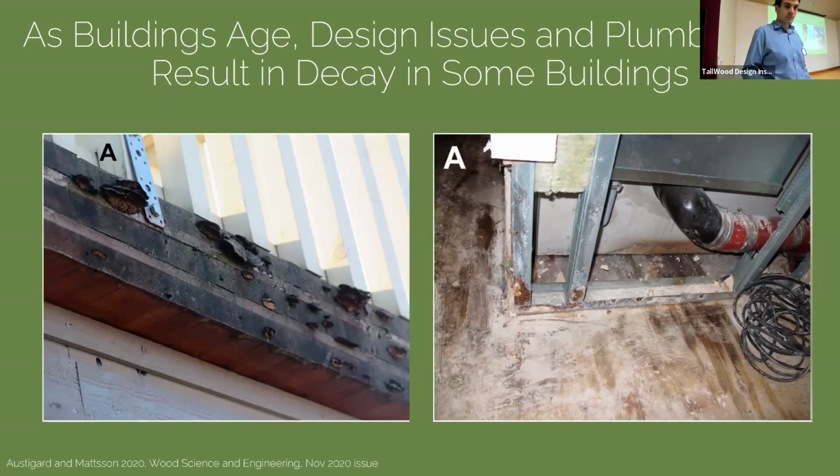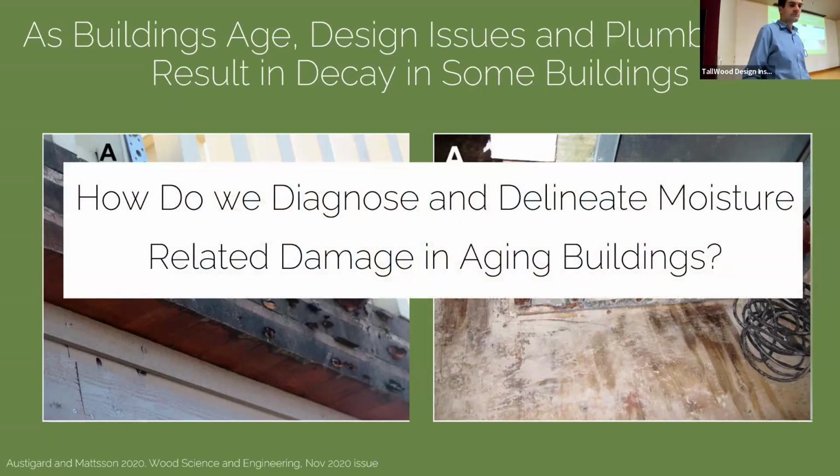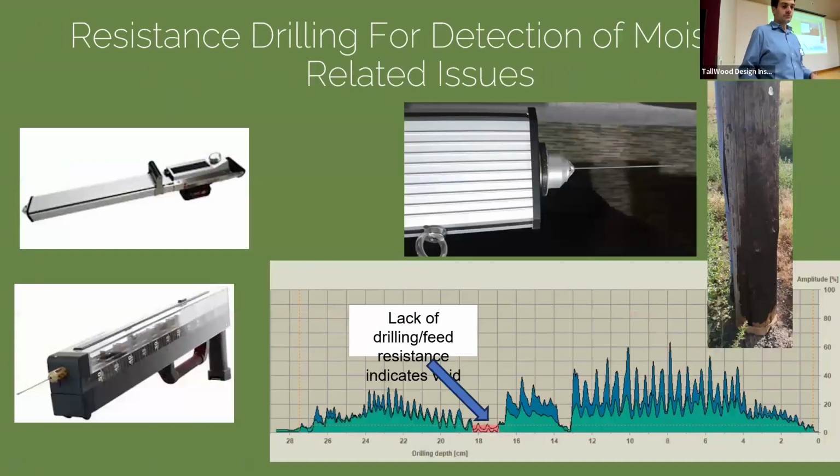But how do we get around this? How do we diagnose these issues? And ideally, if and when these happen, we want to be able to get a handle on how big the problem is, where it's occurring, and of course, once that's done, it needs to be stopped, right? Before it becomes too big of an issue. And so our approach, we proposed to look at resistance drilling for potential use in mass timber inspection.